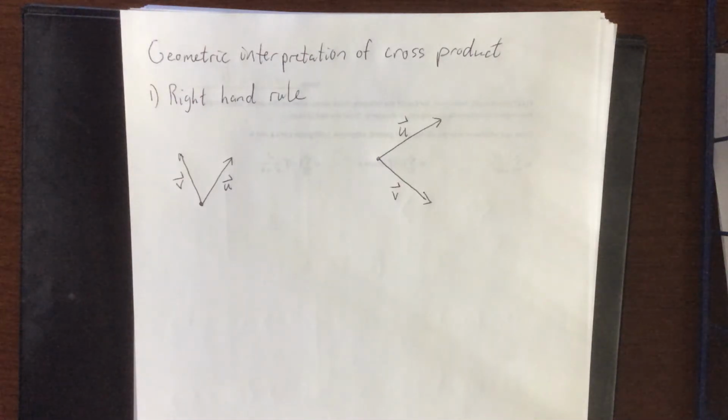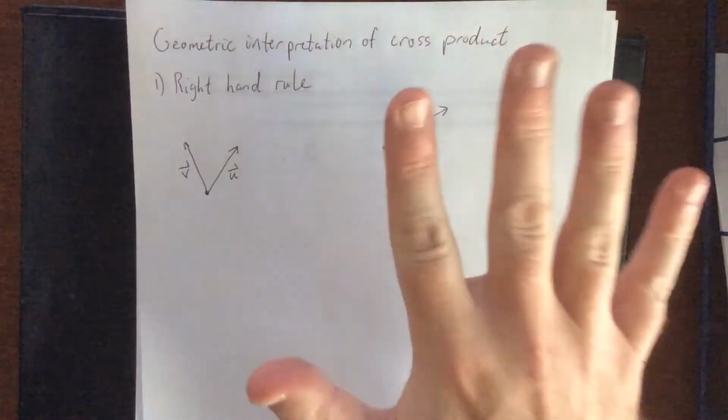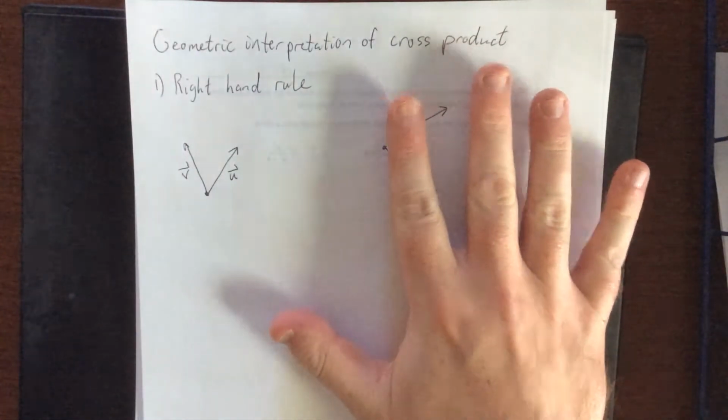So now that we've introduced the concept of the cross product, we're going to talk about the geometric and then the algebraic interpretation of what the cross product actually signifies. So the first thing is referred to as the right-hand rule. Now, I'm hoping that everybody has access to a right hand for the purposes of what we're doing.